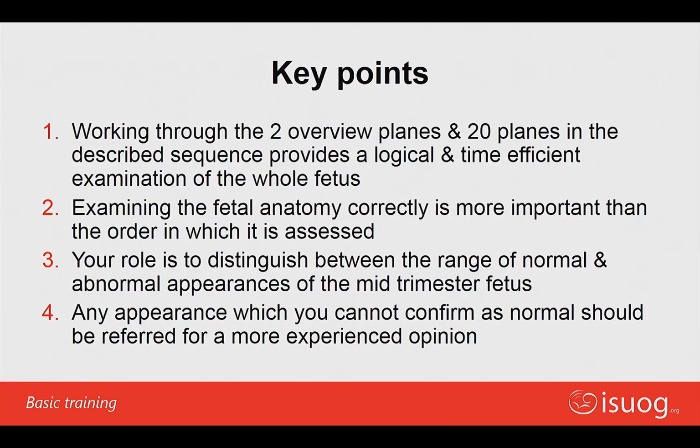So the key points of the overview: hopefully working through the 2 overview planes and the 20 planes in the described sequence provides a logical and time efficient examination of the whole fetus, because it's important that you use your time properly with the scans that you're doing. And examining the fetal anatomy correctly is more important than the order in which it's assessed. So you do have to be a little bit sensible. If something comes up and is in the right position, then look at that then. But you must remember to keep to this mental checklist that you should have, which we would recommend in the order that we've given you here.